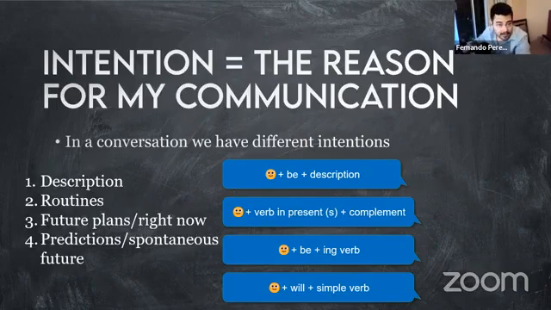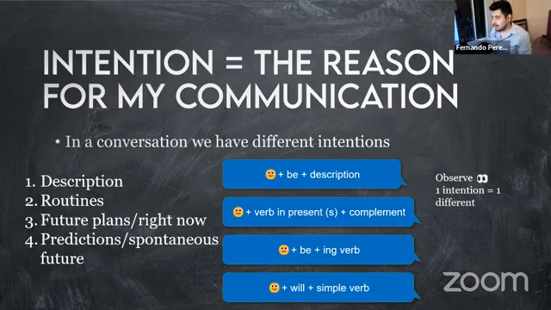In this moment, we will study a very similar formula for will. And as you can see, something that you need to observe is that one intention is equivalent to one different formula. Do you see this? You cannot speak in present every time. You need to alternate the formulas. Sometimes it's the verb be, sometimes it's in present, sometimes it's ing, sometimes it's will. It depends on your intention. Everything depends on your intention.